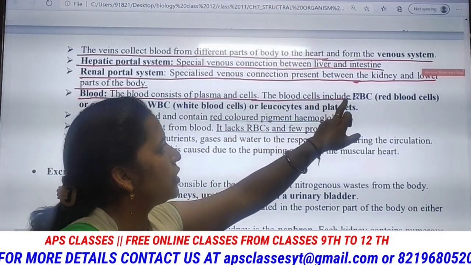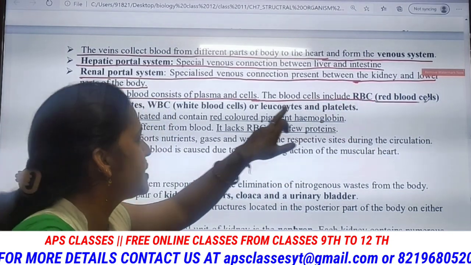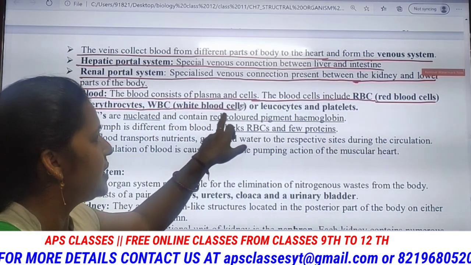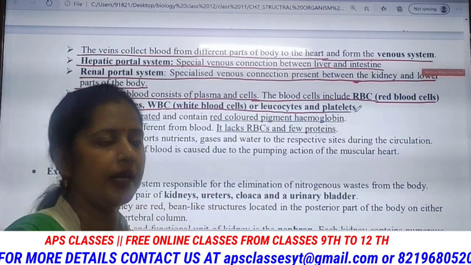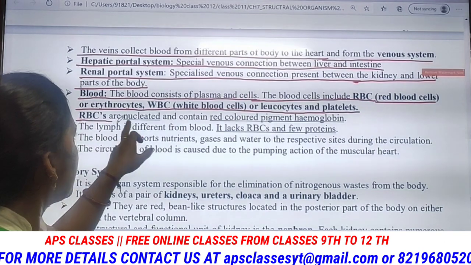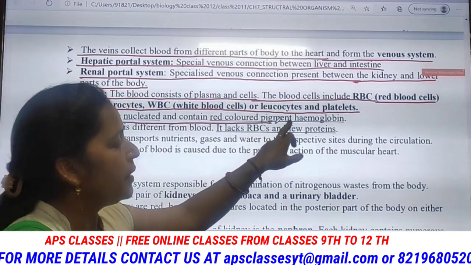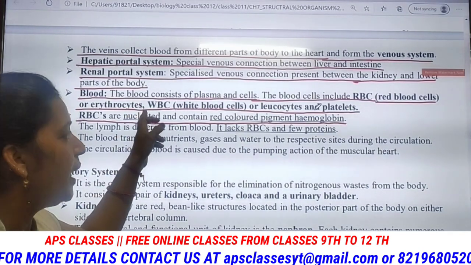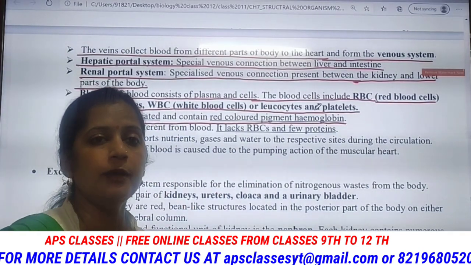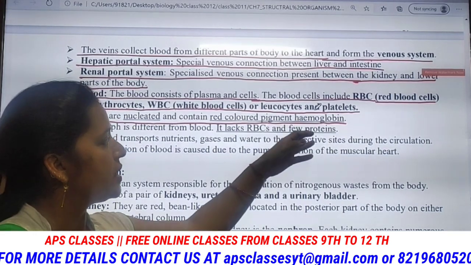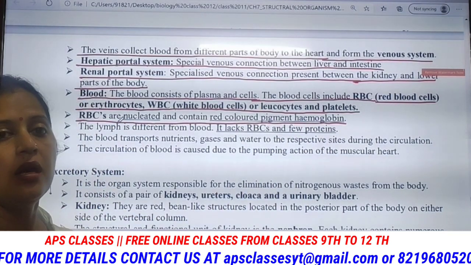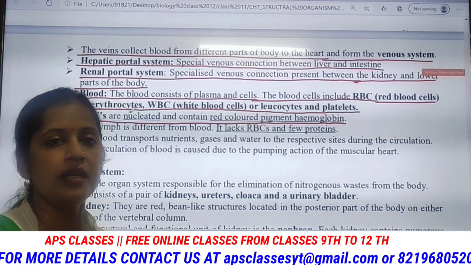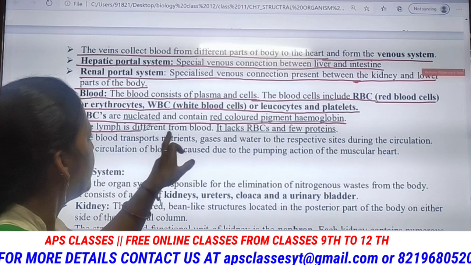The blood cells include RBC, that is the red blood cells, or erythrocytes, WBC, that is the white blood cells, or the leukocytes, and the platelets. RBCs are nucleated and contain the red colored pigment hemoglobin. जो RBCs होते हैं वो specially कैसे होते हैं? Nucleated होते हैं. And they contain the red colored pigment, and that red colored pigment is known as the hemoglobin. And due to this pigment, that is the hemoglobin, the blood is red in color. The lymph is different from the blood.